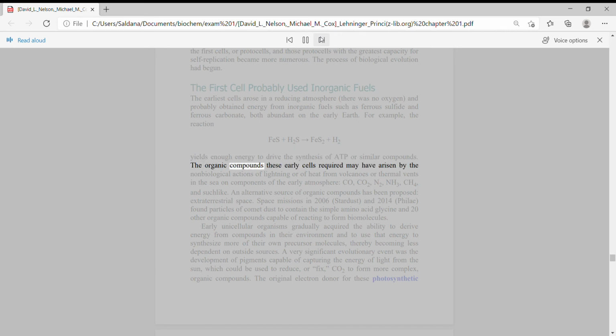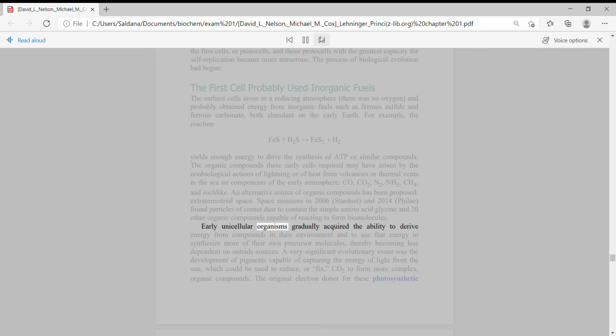The organic compounds these early cells required may have arisen by the non-biological actions of lightning or of heat from volcanoes or thermal vents in the sea on components of the early atmosphere: CO, CO2, N2, NH3, CH4, and suchlike. An alternative source of organic compounds has been proposed: extraterrestrial space. Space missions in 2006, Stardust, and 2014, Philae, found particles of comet dust to contain the simple amino acid glycine and 20 other organic compounds capable of reacting to form biomolecules.